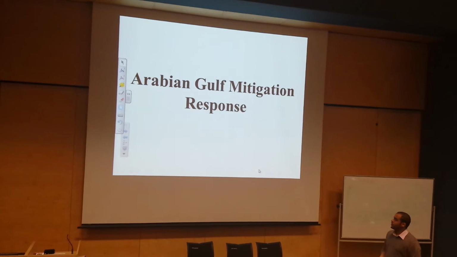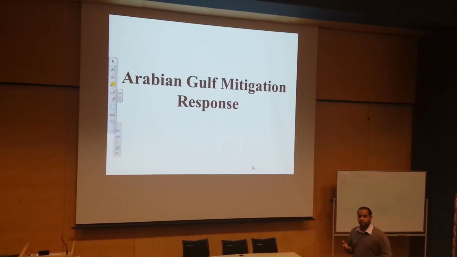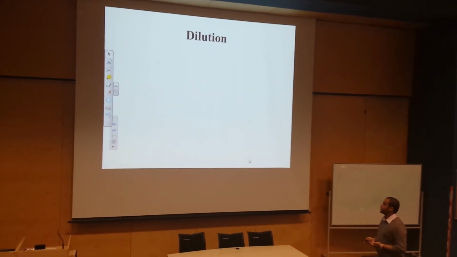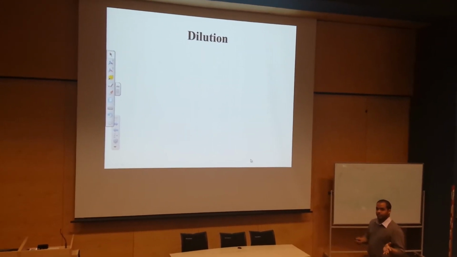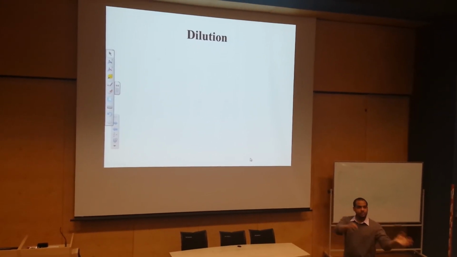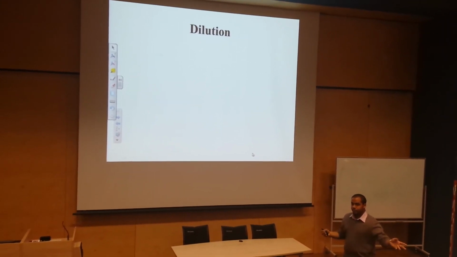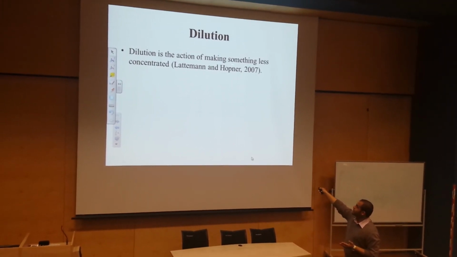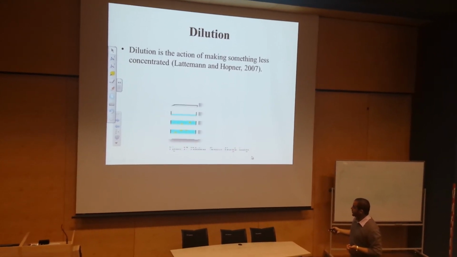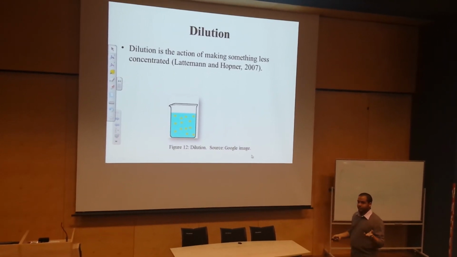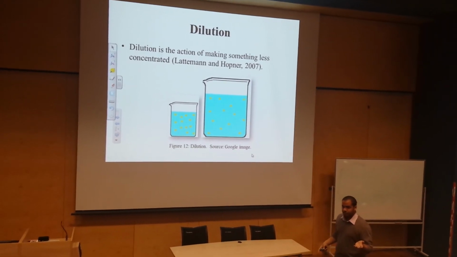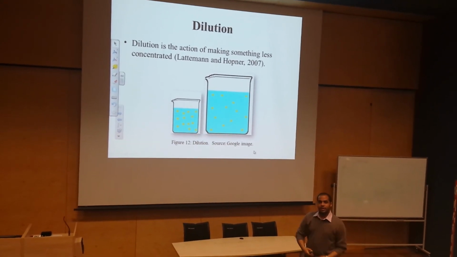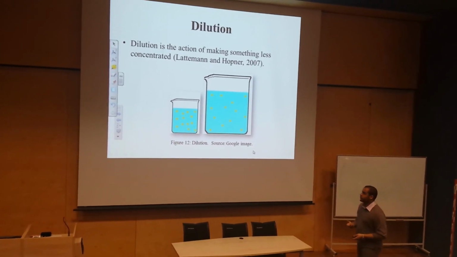Okay. So how does the Arabian Gulf try to mitigate this problem? How did they manage this, to solve this problem? First, they dilute the water. Before they discharge the water from the desalination plant to the sea, they dilute it. What is dilution? Dilution is simply the action of making something less concentrated. For example, in this jar, we have a high concentration of salt, but if we add more water, the concentration of salt will be less. So that will cause less harm to the environment.